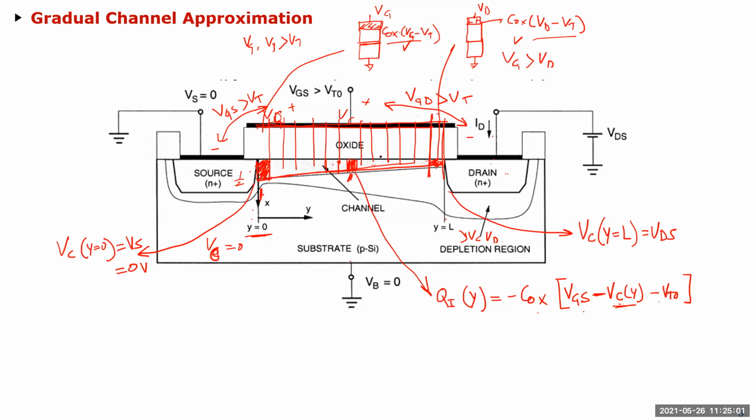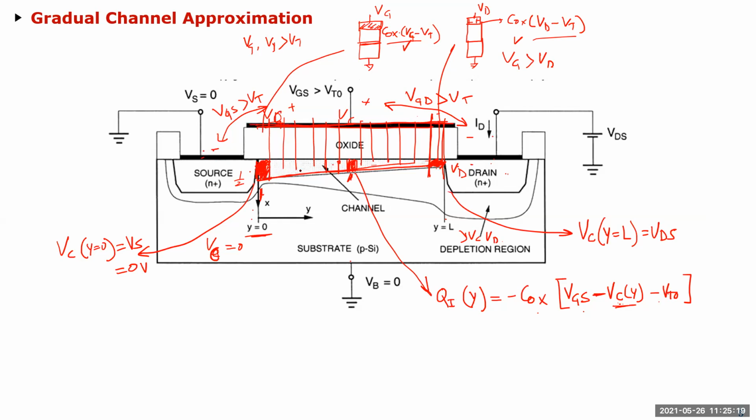The drain has a different voltage. The source has a different voltage. This source end, which is connected to this end of the channel here, is 0 volt. This drain end is connected to VD with respect to ground, but VG is constant throughout.